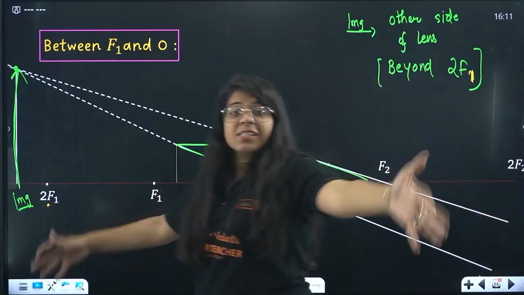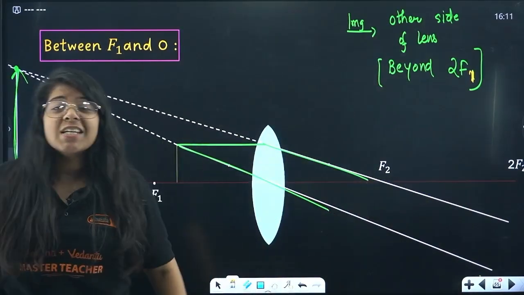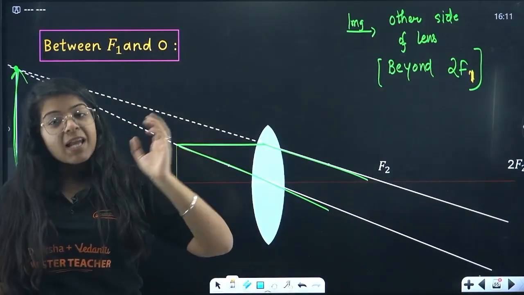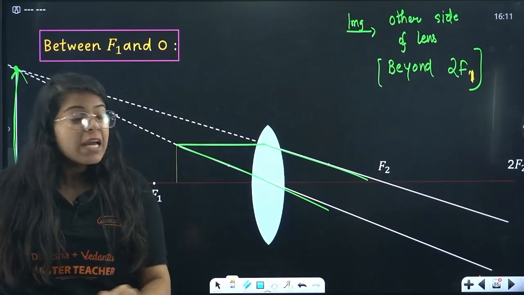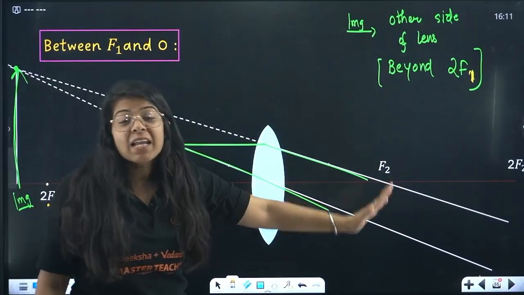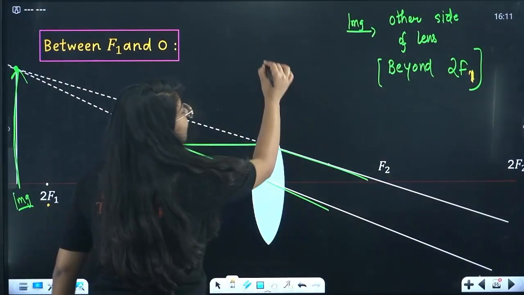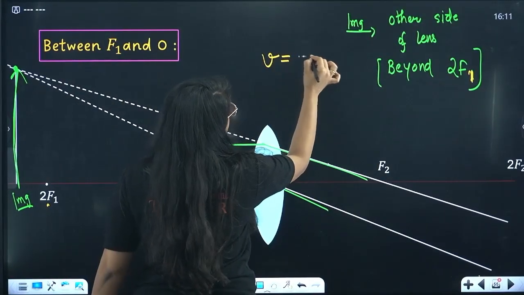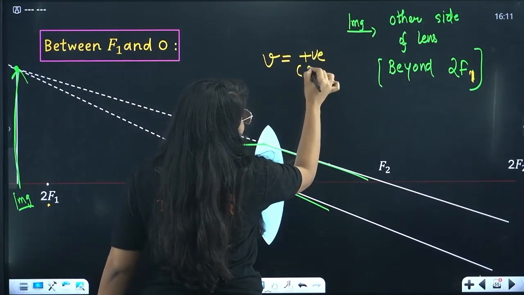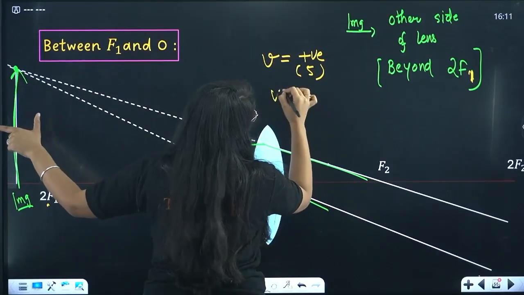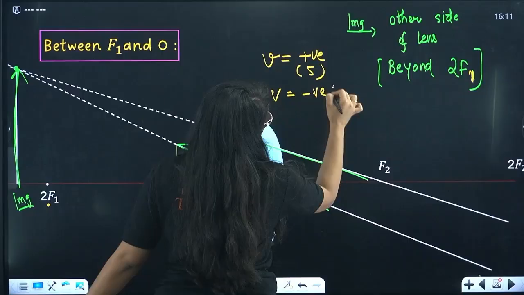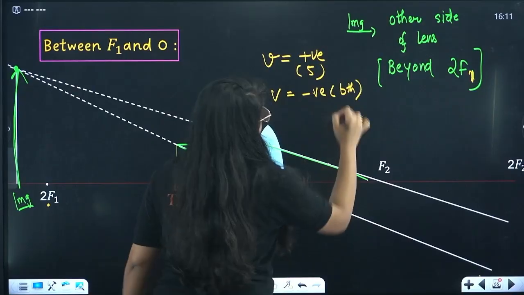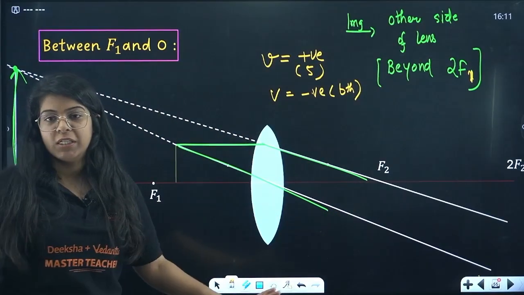We are done with 6 cases of convex lens, just like concave mirror, and these are very simple. All the natures of images are the same, just the sign of V is different. It is positive for the first 5 cases. It is negative for the 6th case. That is all you have to understand.